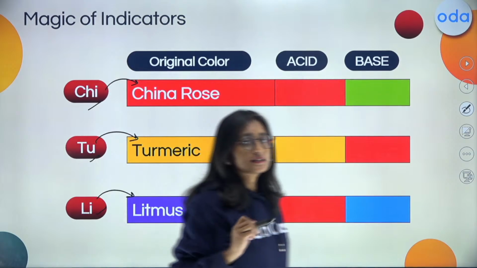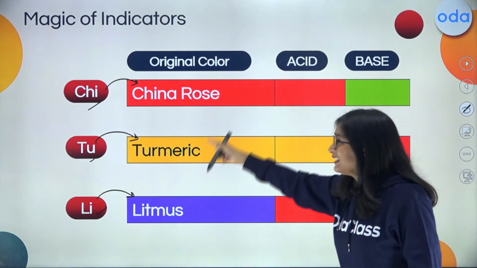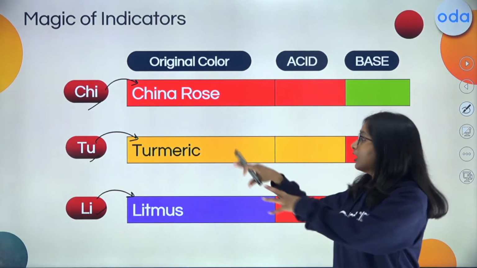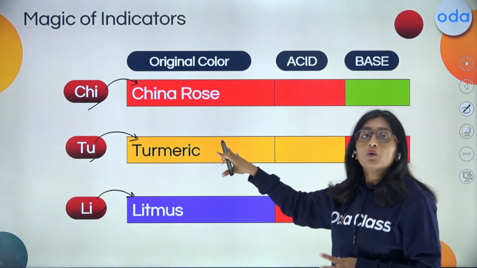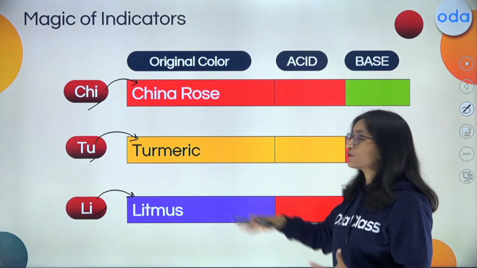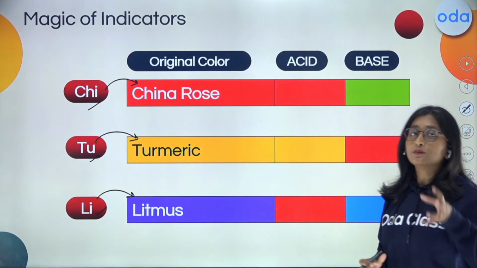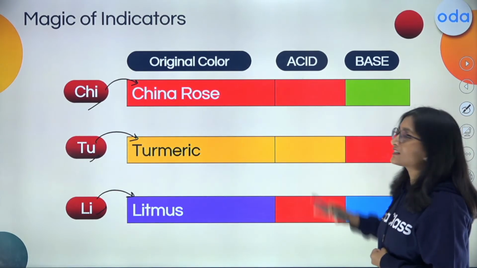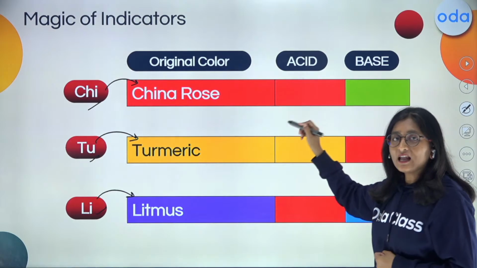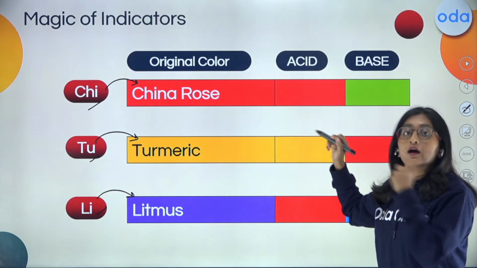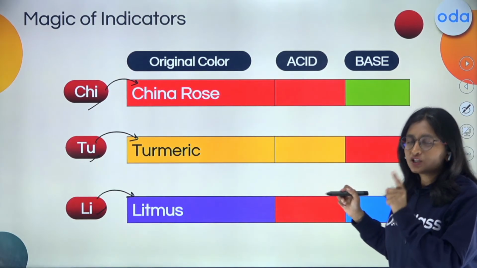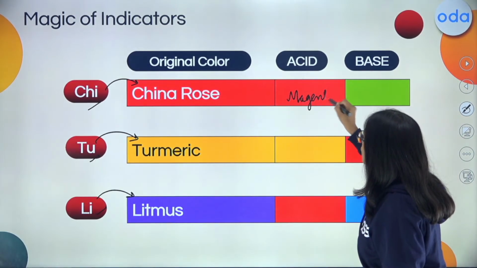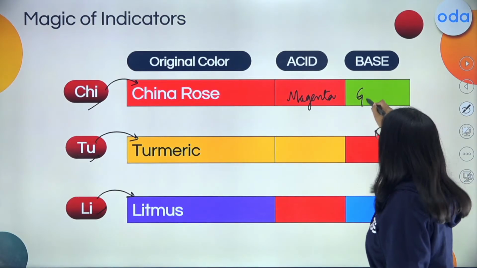Right? Now in this case, what we have to do? In case of the original color, China rose is going to be light pink in color. Then turmeric is going to be yellow in color. In case of the litmus, it is going to be the purple dye. Now in case of the acid and base, what is going to happen? The China rose is going to change into the magenta color in case of the acid, and in case of the base, it is going to turn green in color.